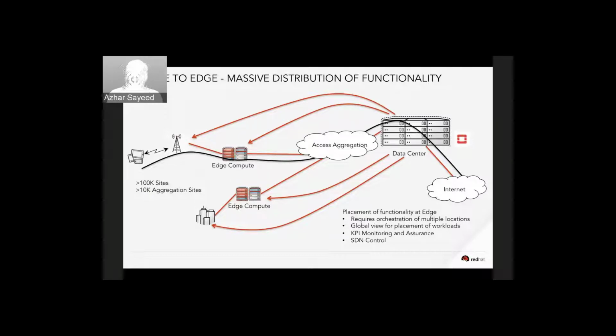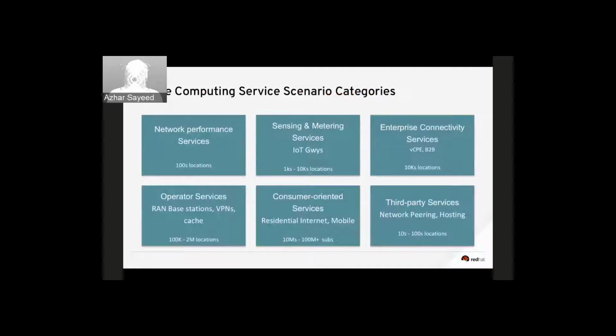Scale brings a massive challenge with it, and with that, the different types of workloads, whether it's virtual machines or containers, need to be able to address all of those things. Edge computing service category scenarios, if you broadly look at that, there are various different types in terms of how you can categorize or divide. There's the IoT application side, there's the network performance application side, there's the enterprise connectivity side, there's third-party network peering and hosting capability, there's customer-oriented residential or mobile types of services, or operator services, which is the deployment of base stations or VPNs or cache or CDN type of deployment.